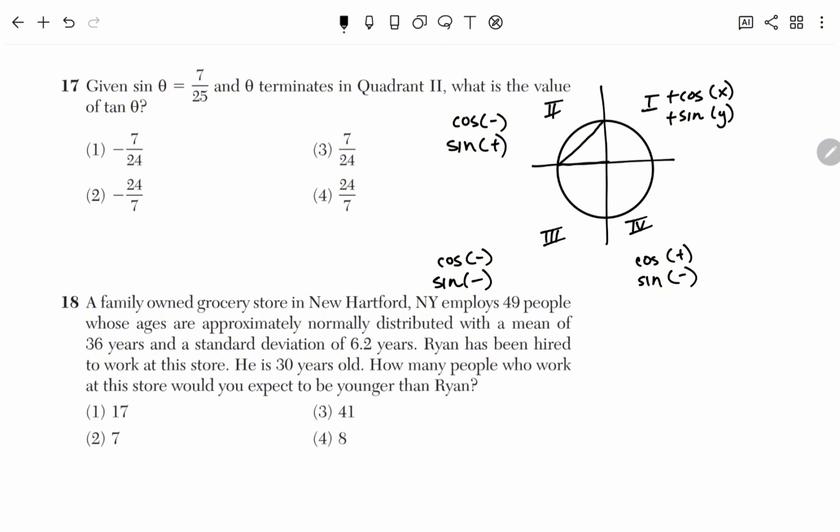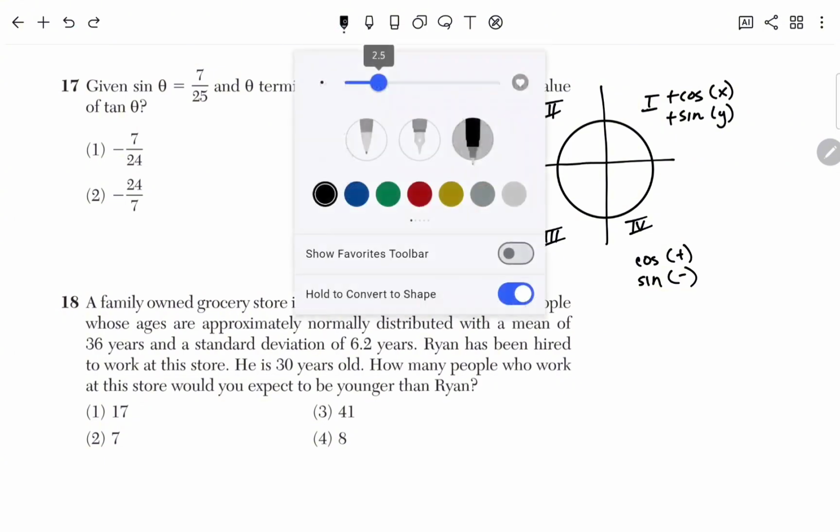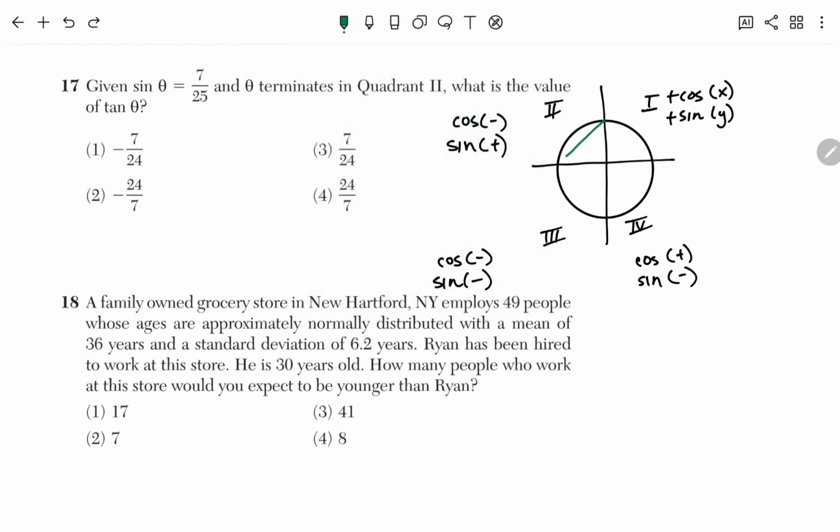So I'm going to draw a triangle. I'm going to do it in a different color. So we're going to draw our right triangle. It says that sine theta, so the opposite over the hypotenuse, is 7 over 25. So our opposite side, which is this side right here, is 7. And our hypotenuse, which is this side right here, is 25. And we're trying to find tan theta. And so to find tan we know is the opposite over the adjacent.